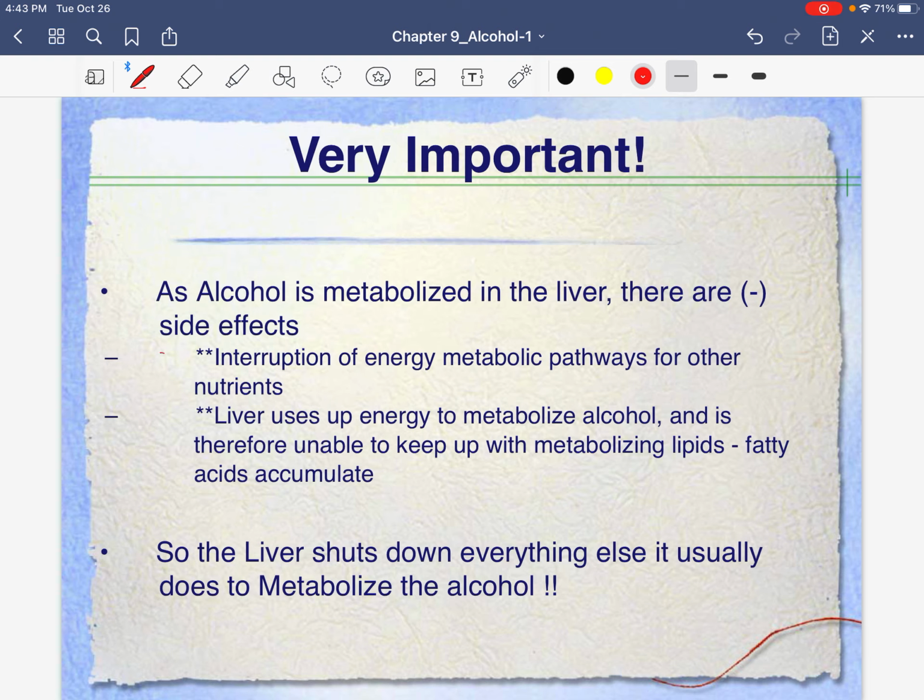Okay, this is saying the same thing, interruption of other metabolic pathways, and we could see an accumulation of fatty acids. So the liver, as I said, stops doing other things. It may not stop completely, but its ability to do its other functions is severely limited because the alcohol is the priority.